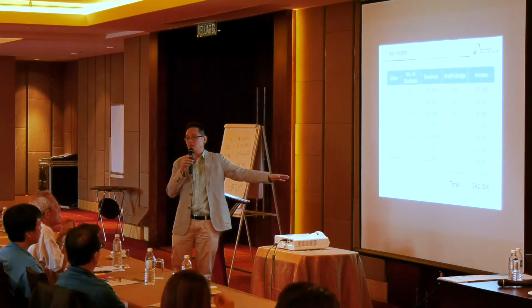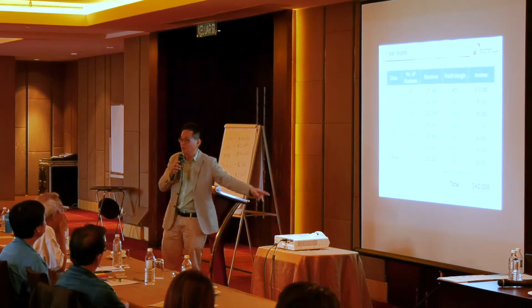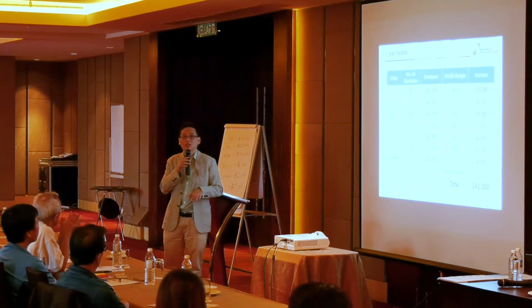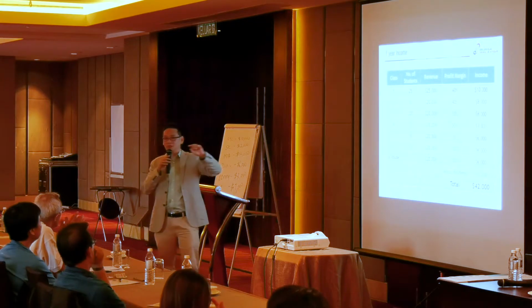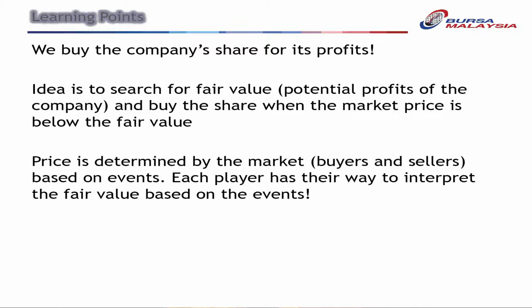So when I buy stock, what exactly am I buying? Okay, in this case, what I'm buying is $42,000. So of course, I want to pay a price that is lower. If I pay lower, I get 42, I make my gain. So this is what we call the intrinsic value of the company. So these are the learning points.